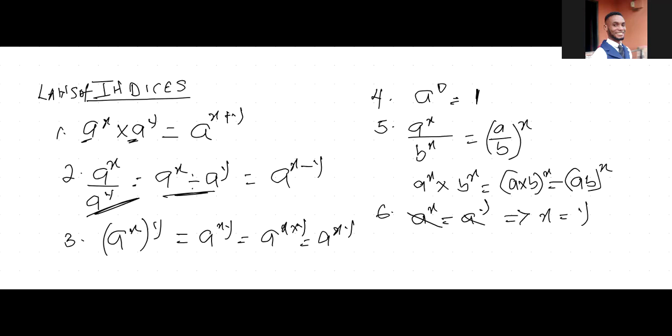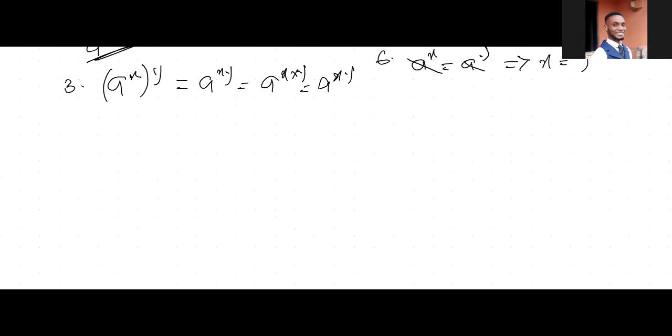Then let's go to the seventh law. For example, if you have a raised to the power of 1 over x, it is the same as the x root of a. Then also if you have a raised to the power of x over y, it can be the y root of a raised to the power of x. So it's very simple and easy.